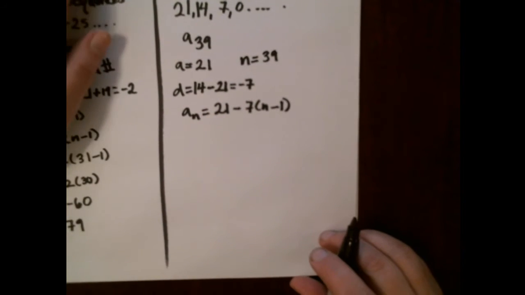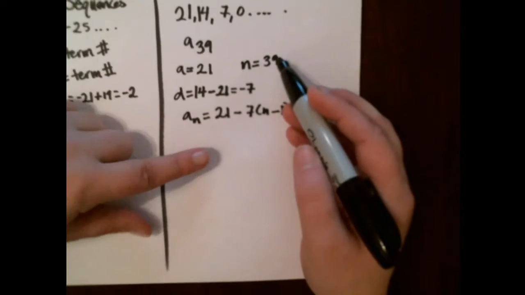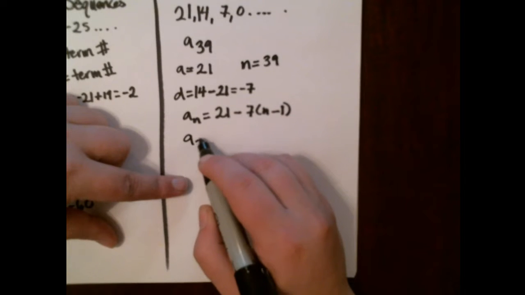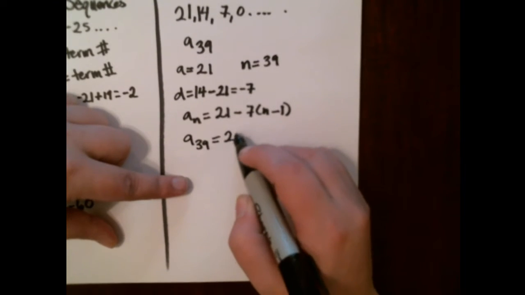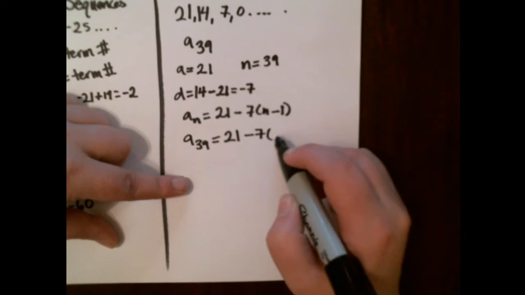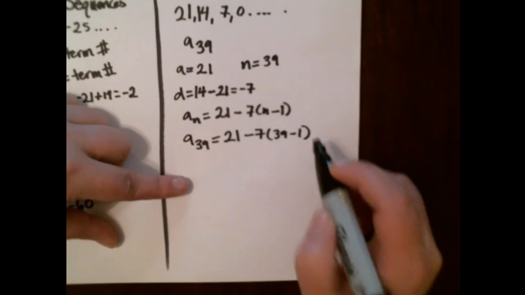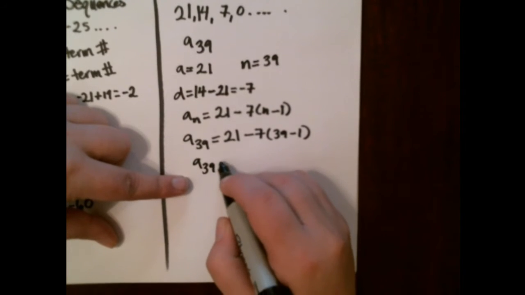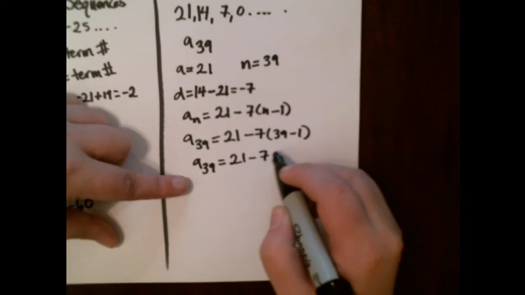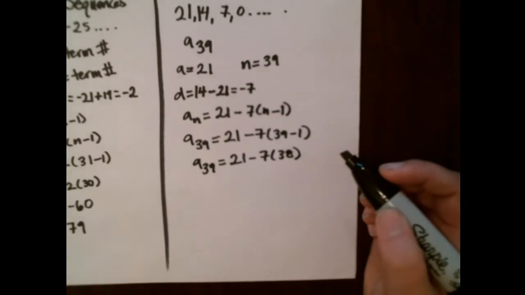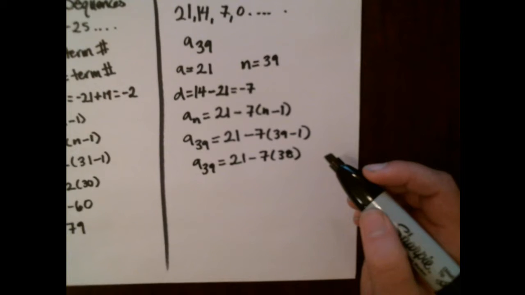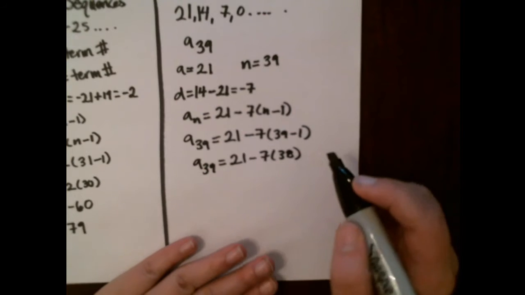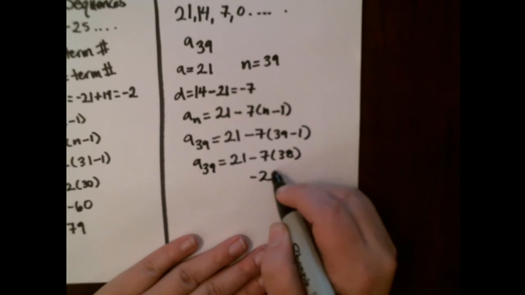If you can get to this point, you're going to get most of your points. And I'm going to go ahead and throw that 39 in everywhere there's an n. So this just means my 39th term is 21 minus 7 times (39 minus 1). Well, 39 minus 1 is 38. Then I'm going to snag my phone real quick and do 7 times 38, and I get 266.